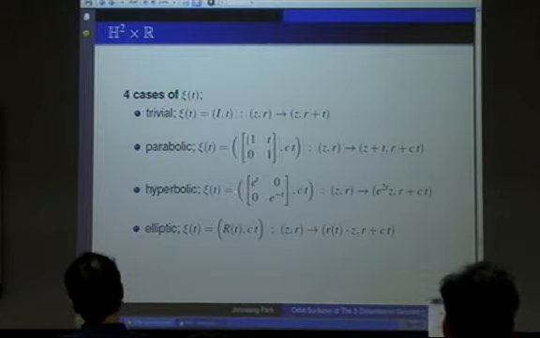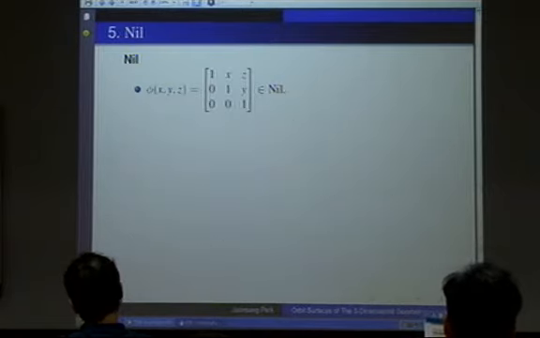For the elliptic case, yeah, it has a one-dimensional symmetry too. I'm sorry about the missing page.